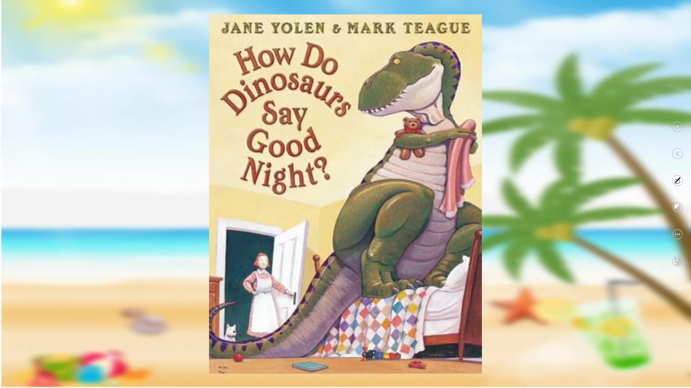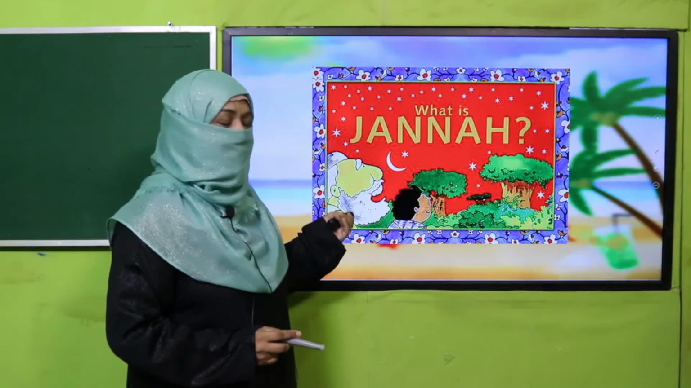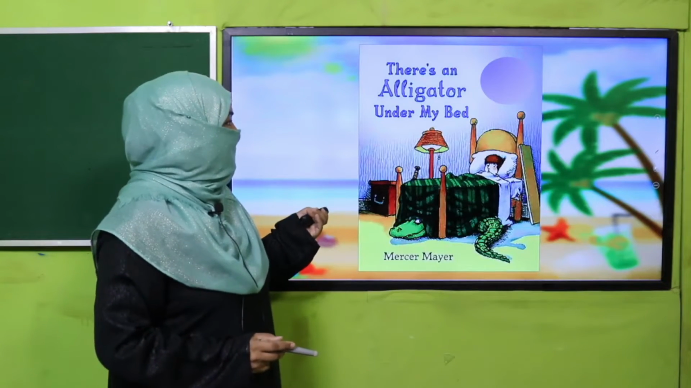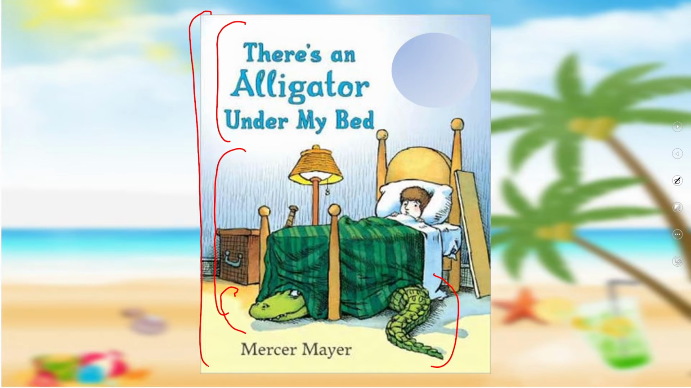Okay. This is another, How Do Dinosaurs Say Good Night, right? So, beta, this is how, by looking at the picture, by reading the title, you find out what the book is all about, and the title of book tells you about the book. What is Jannah? So, this book will, inshallah, be a descriptive book about Jannah, and there is an Alligator Under My Bed, you see. So, the picture and the words, this is the title of the book, which is telling us about the book, all right.